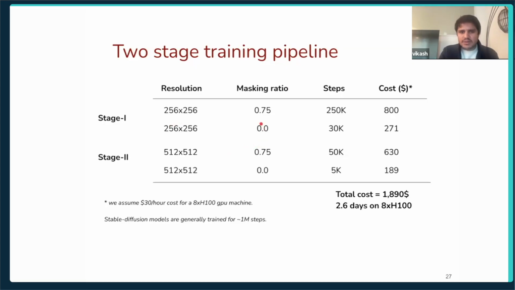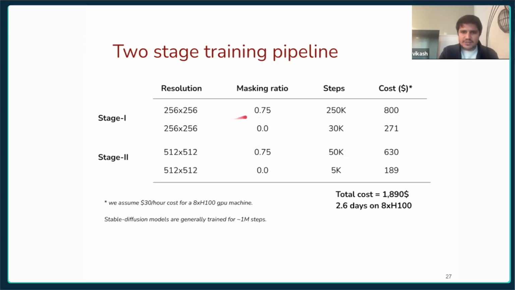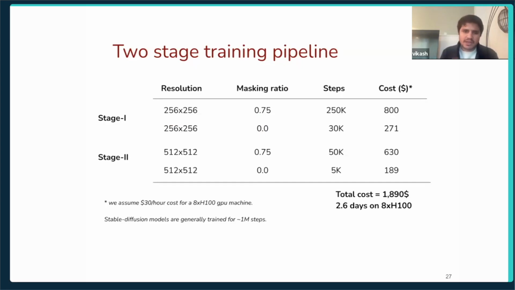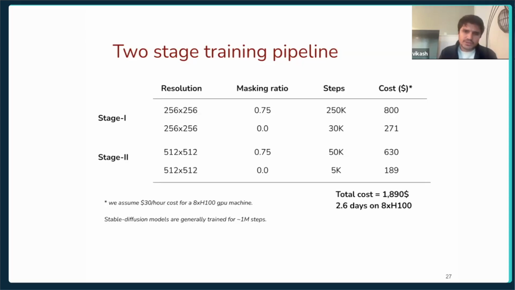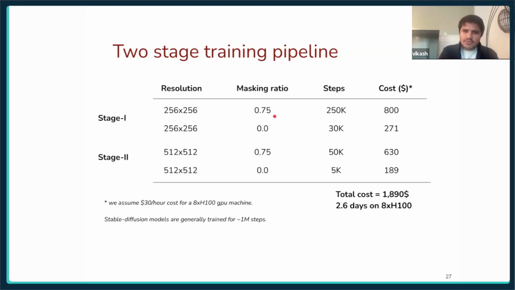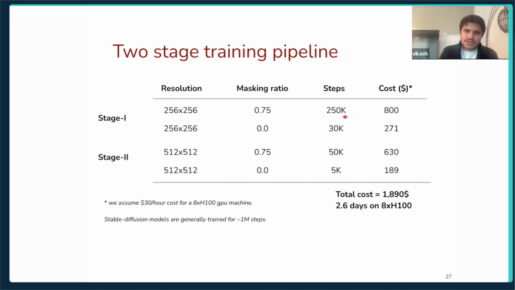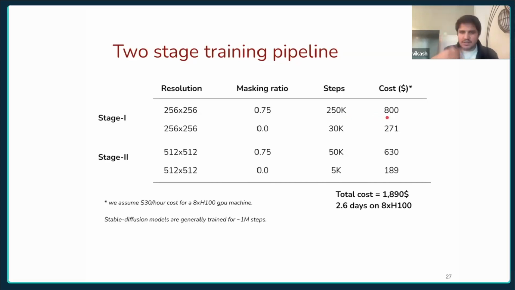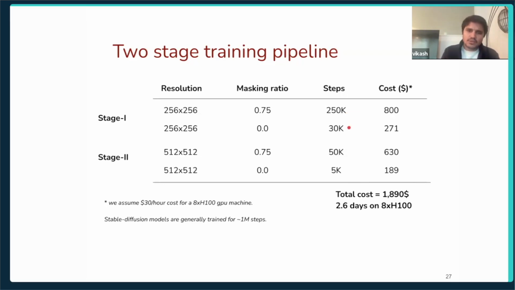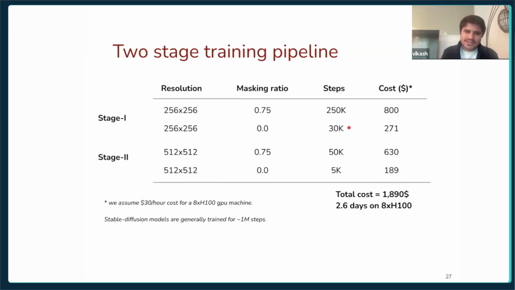The change we made is that at each resolution, we are first training our model with 75% masking, to only pay roughly one fourth of the training cost. And we are training the model with 75% masking for a lot of training steps. So here I'm training for 250K steps, and as you can see, the cost paid is close to $800 for this first step of stage one. Then we are fine-tuning the model with no masking for a small number of training steps.